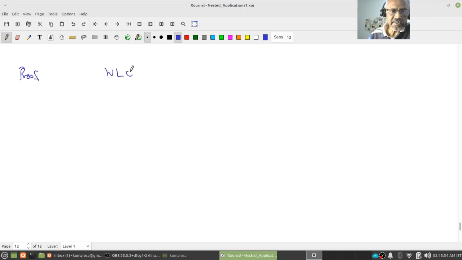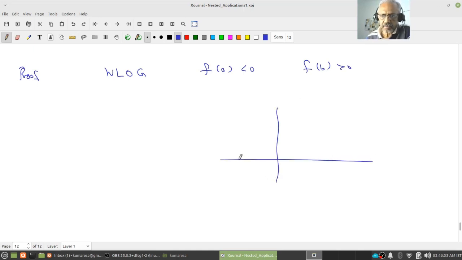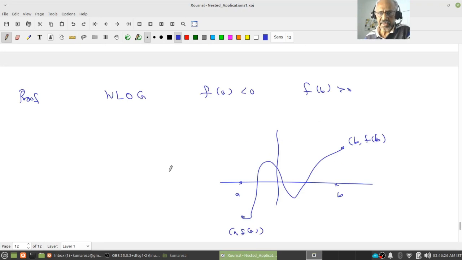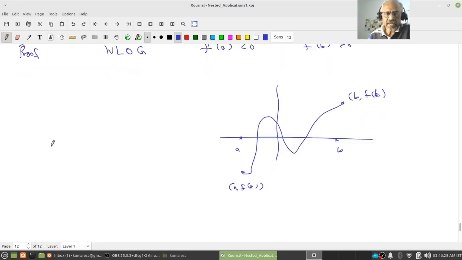So without loss of generality, let us assume f(a) is negative and f(b) is positive. So the picture is something like this. This may be my a, this might be my b, and f(a) may be here, and f(b) may be here. I want at least one point where f(c) is 0. So I have an interval [a, b]. Call this J0.